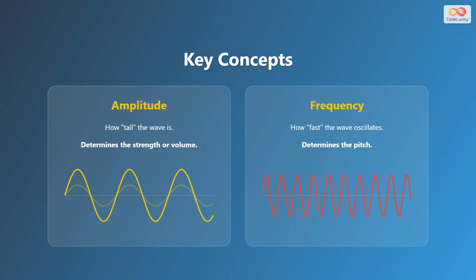There are two main knobs we can turn for each ingredient. First is amplitude, which is the height or strength of the wave. Second is frequency, which is how fast the wave wiggles. In sound, amplitude is volume and frequency is pitch.